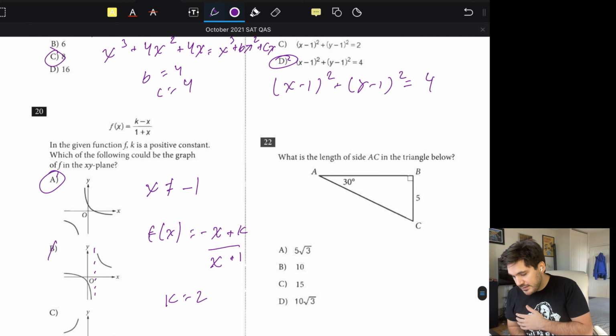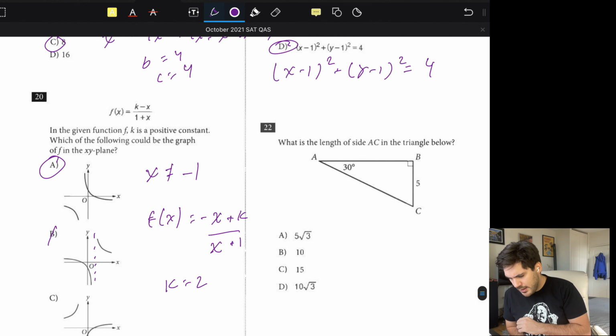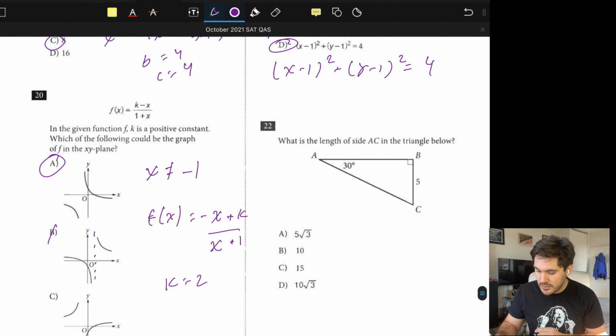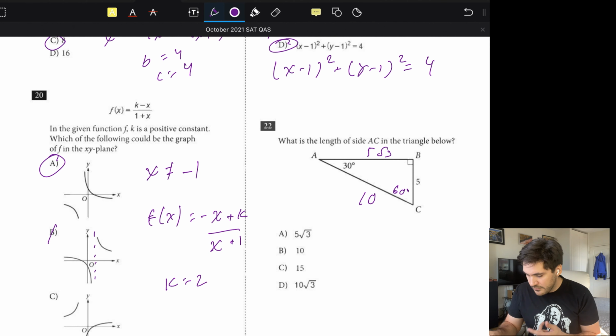What is the length of side AC? Sorry for all the coughing. Cool. This is a 30, 60, 90 triangle. We know because it's a right angle, and we have 30 degrees, so this is 60 degrees. In a 30, 60, 90 triangle, we can figure out all of the sides. So this side is going to be, for example, 10, and this is going to be 5 root 3. We're looking for AC, which is the 10 side, so 22 is B.